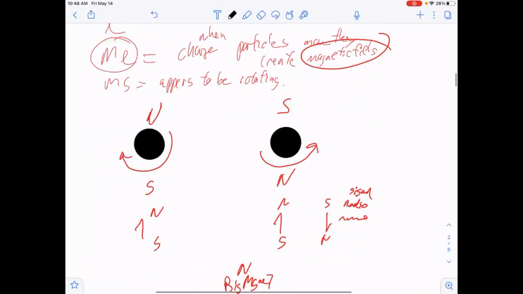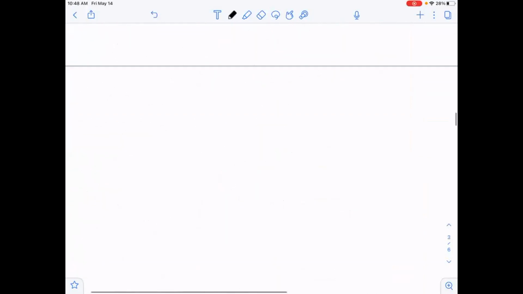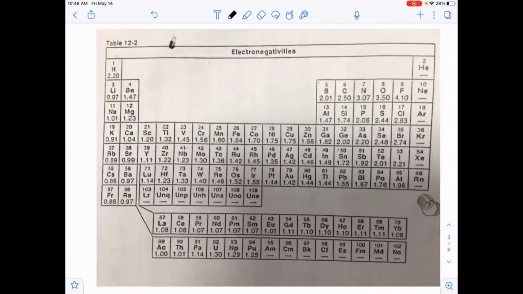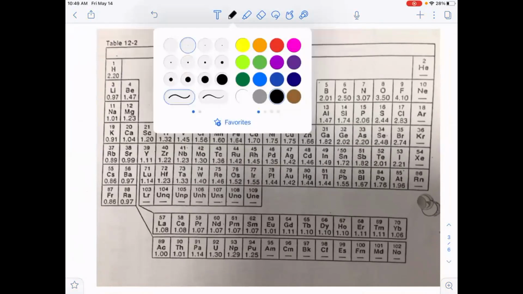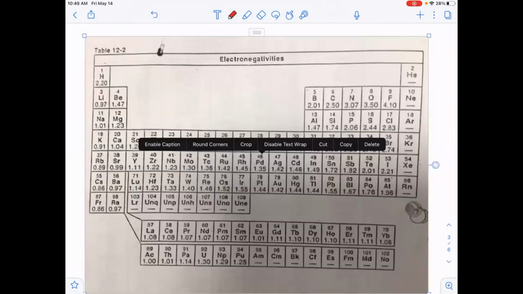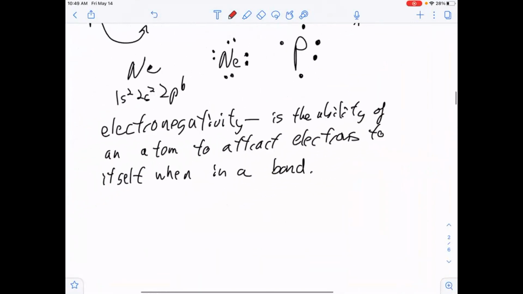There you go. There's a chart for electronegativity. There it is. So this is Appendix O, and it tells you which elements are the strongest, which ones are the weakest. Fluorine is the strongest at 4.10. Francium is the weakest at 0.86. If the difference between two elements is greater than 1.7, then your bond will be ionic, okay?